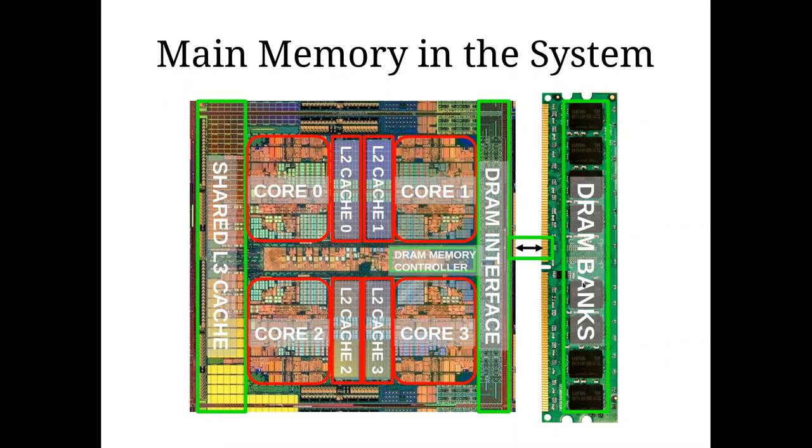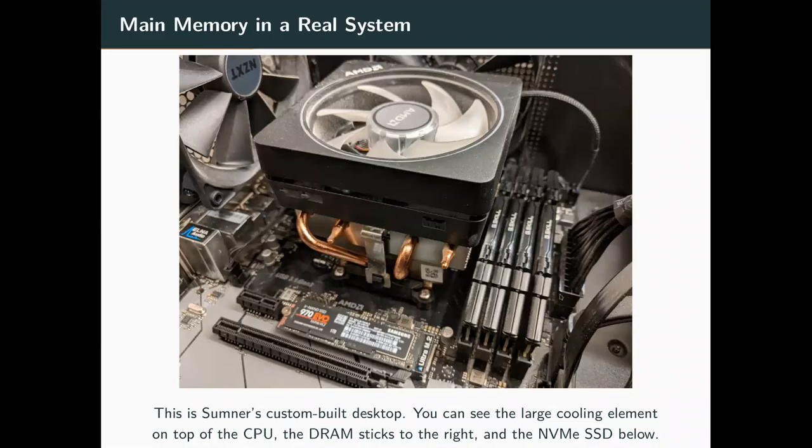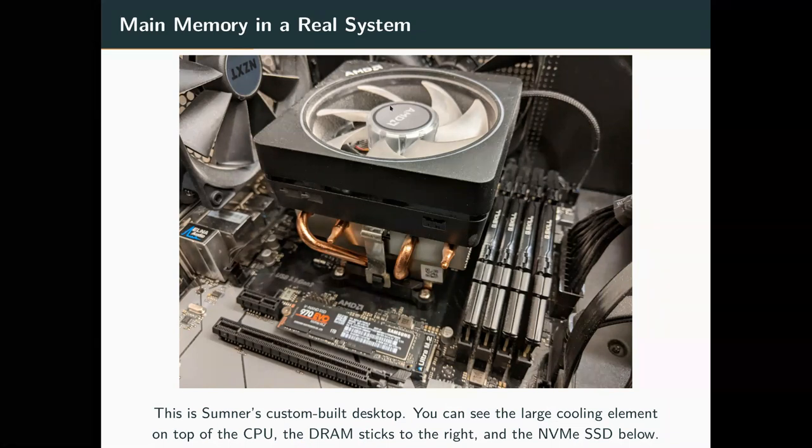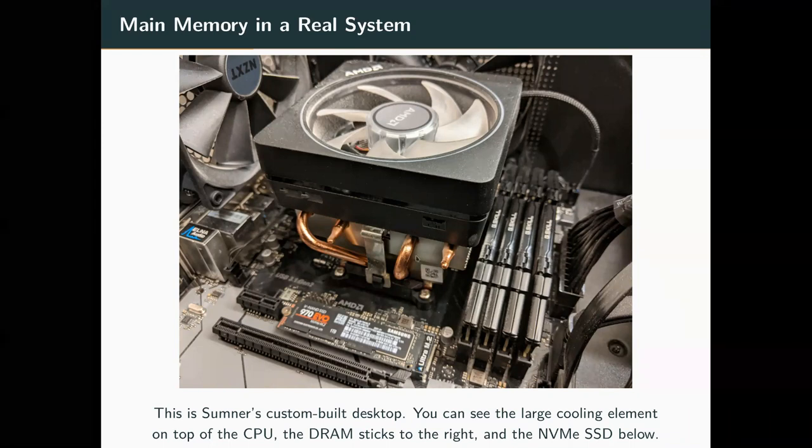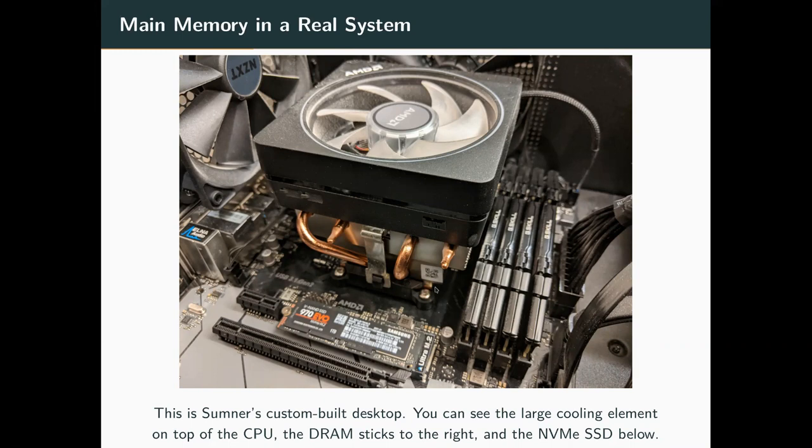You can see this is my computer at home. The CPU is under this massive cooling fan. Ignore the dust. This is why I was opening up the case. But you can see the RAM is over here. It's not in the CPU. It's off on the motherboard. This is why it's costly to go out to RAM. We're having to go across a bus on our motherboard. And then over here is the SSD, which is even slower. And then over here is the PCI slot, which is even slower. So that's where we're going.